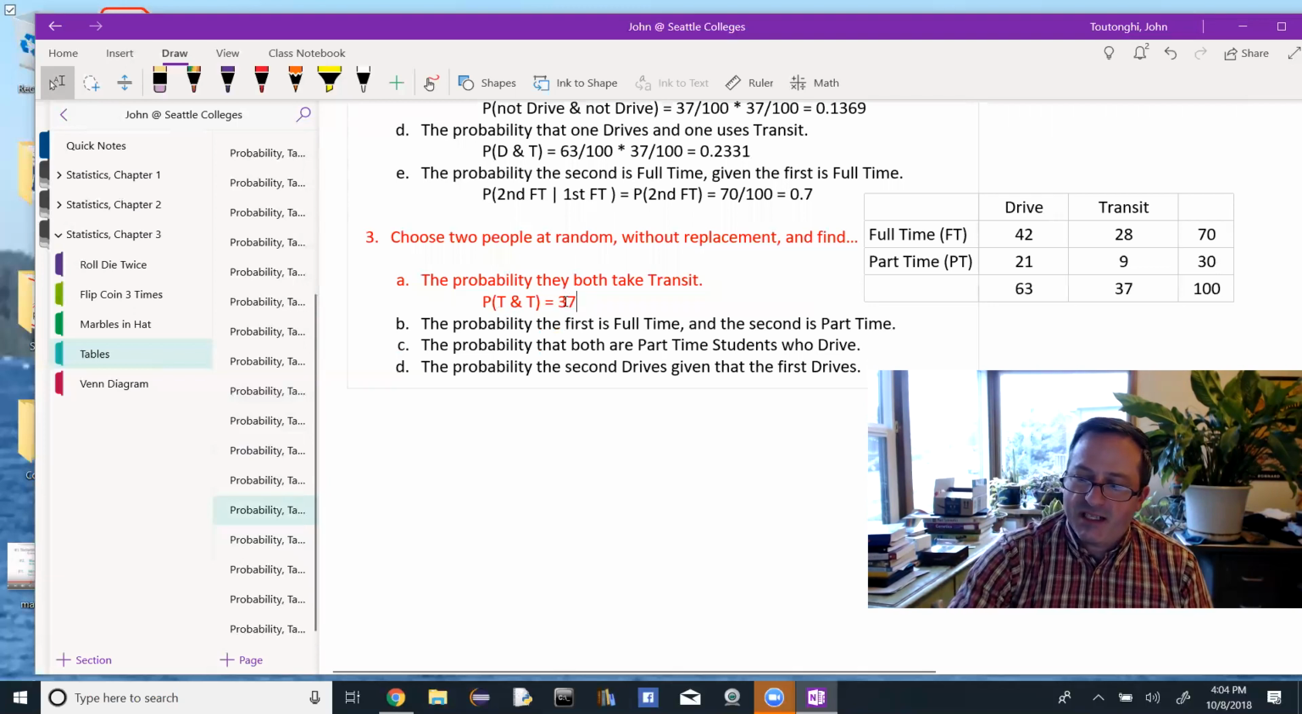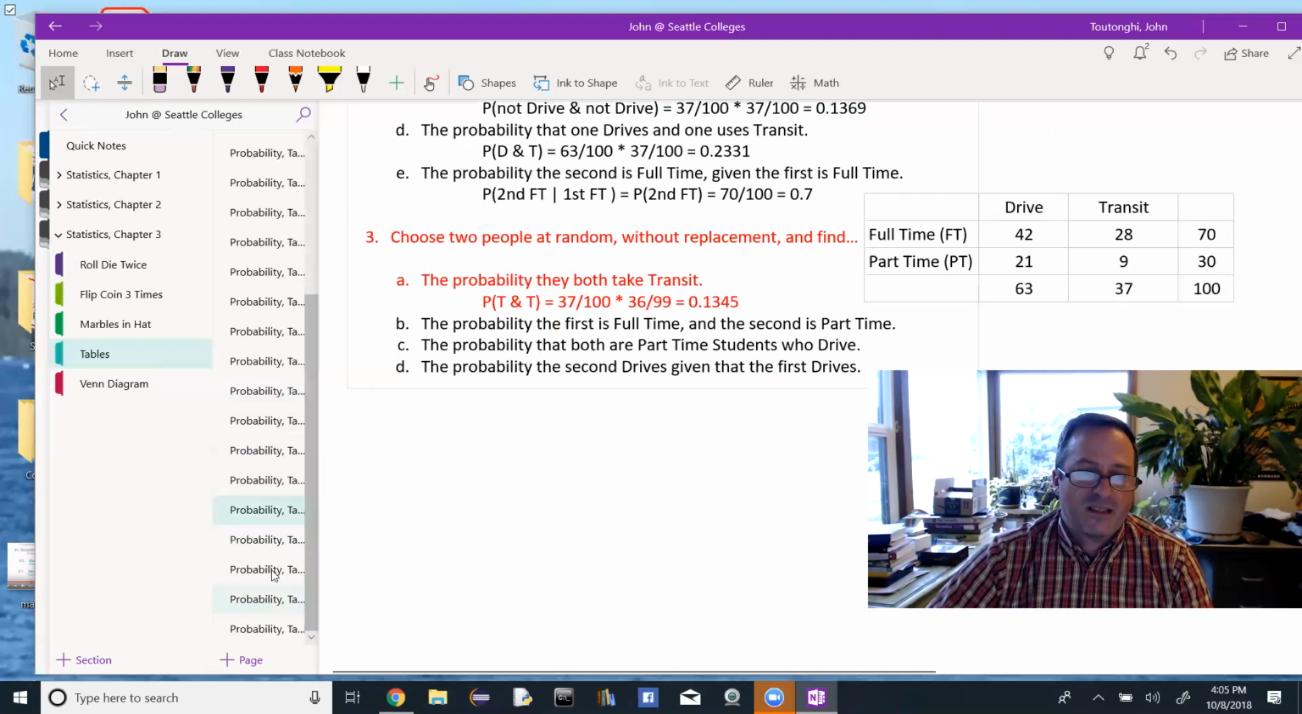And the first one taking transit is 37 out of 100. I take that person out. So now there's only 99 people left. And how many people are left that took transit? Well, one that took transit is gone. So now there's only 36 total who took transit out of 99. So we're decreasing here both the numerator and the denominator. And I get 13.4%.